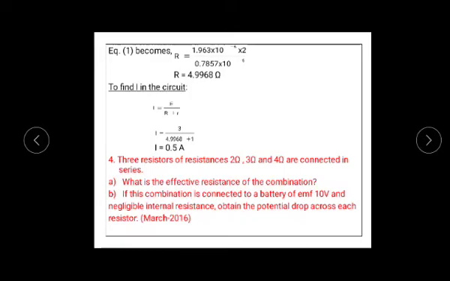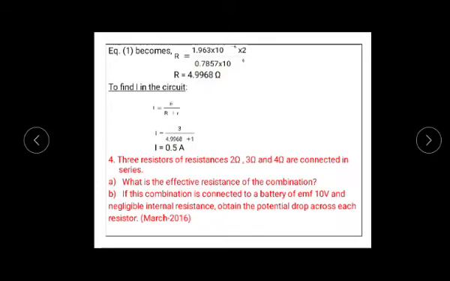Now let us find current. To find current in the circuit, you can use the formula I is equal to E divided by R plus r. Now substitute the value. E value is 3 volt, EMF is given, divided by R value, just now we have found out, that is 4.9968. Small r value is 1, so plus 1. Simplify it, you will get I value is 0.5 ampere. Ampere is unit of current. So you have calculated resistance and current in the circuit. So like this you can solve the problem very easily.